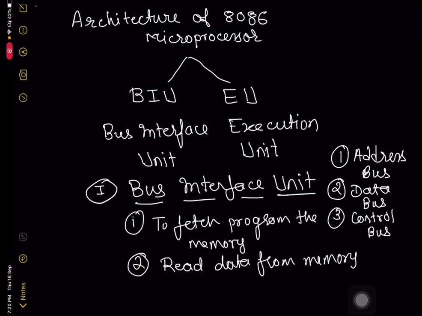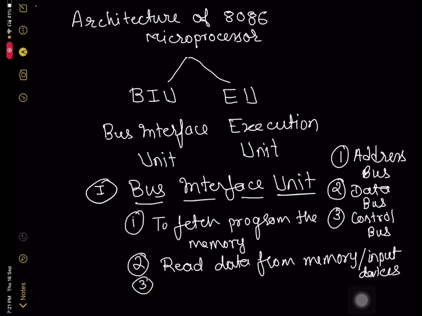Now, as we have memory connected with the microprocessor, in the similar manner, we may have input-output devices also connected with the microprocessor through ports. So, reading the data from those input ports or input devices will also be part of the job. So, along with the memory, reading the data from input devices will also be a job. So, read data from memory and input devices. That will be the second function of the microprocessor.